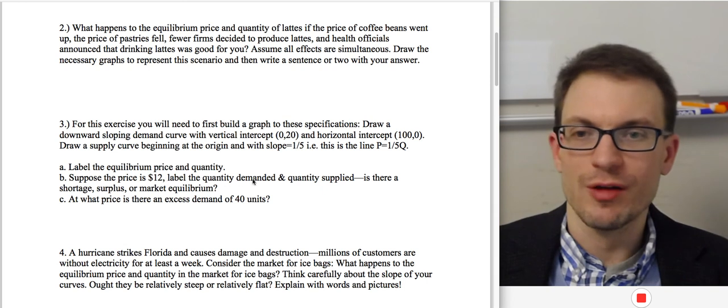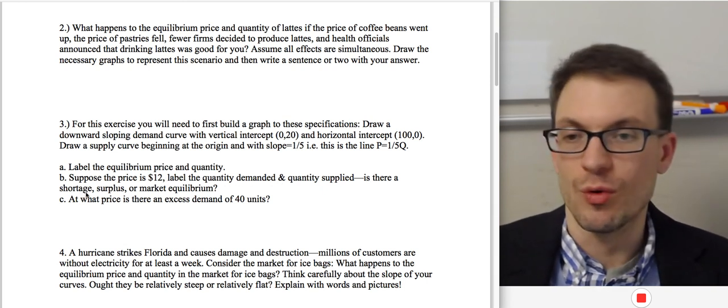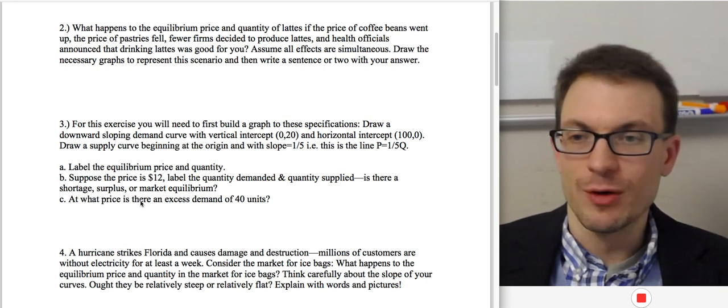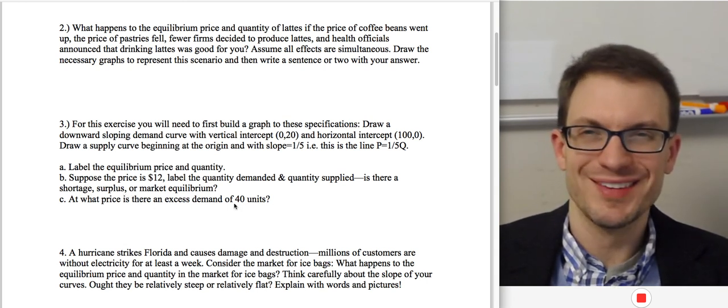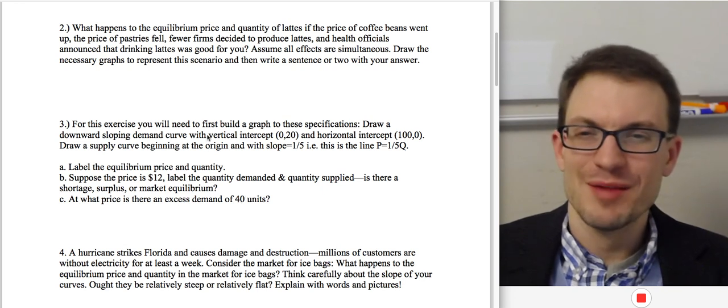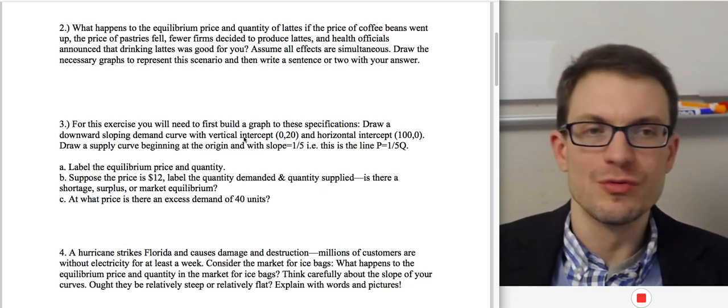Suppose the price is 12, find the quantity demanded and quantity supplied, and then identify, do we have a shortage, a surplus, or a market equilibrium? And then at what price is there an excess demand of 40? This requires a little bit of being clever. My advice here, there's 2 things you could do. You could draw a really careful picture.